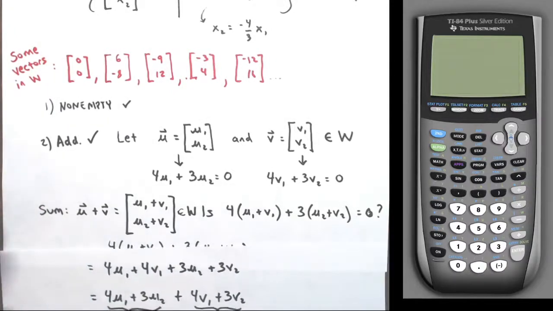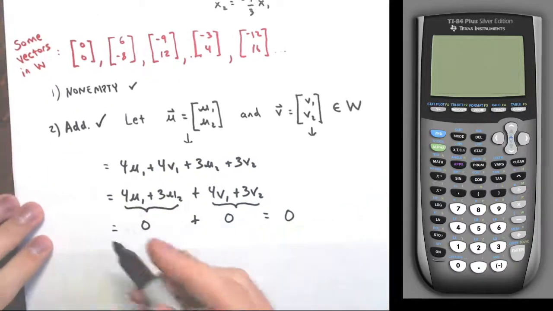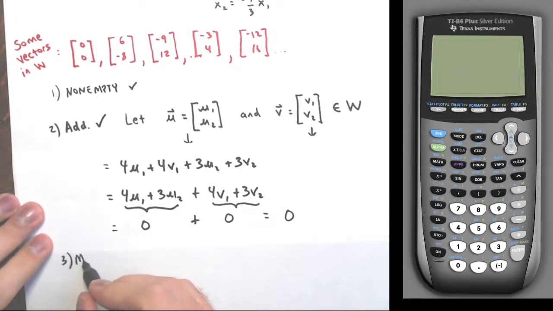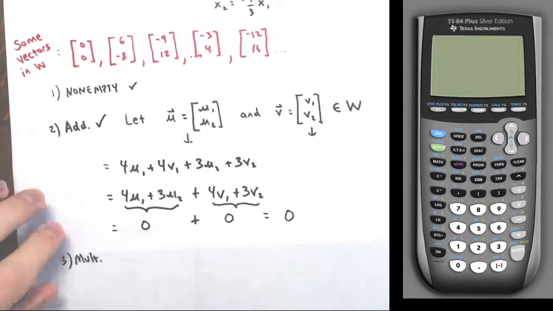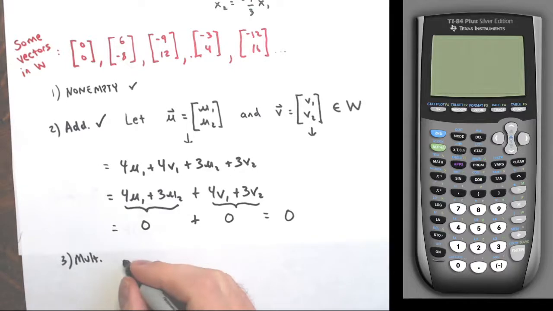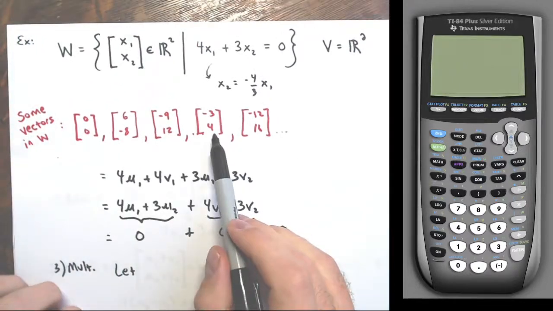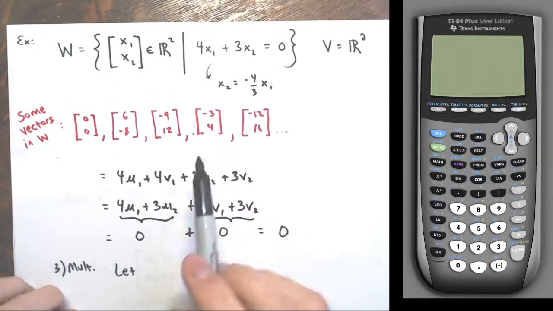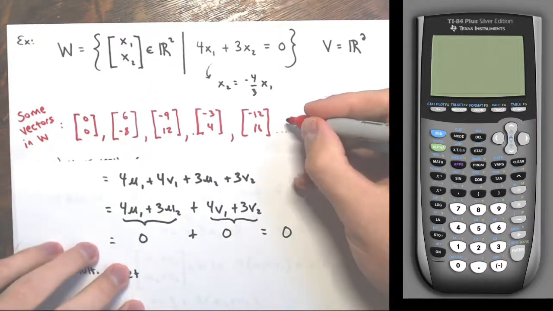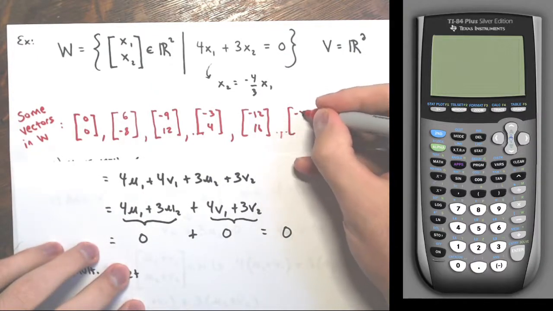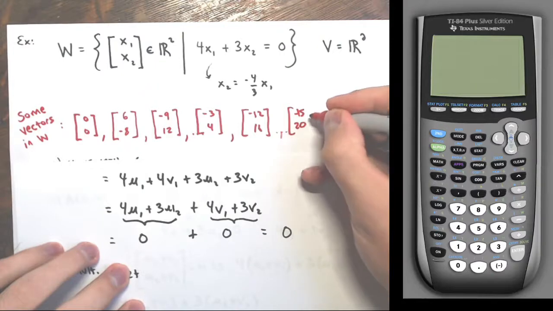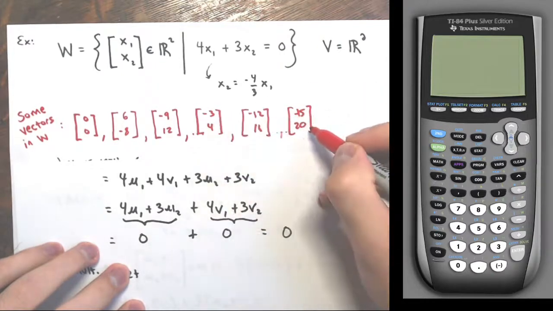So now I must check if it's closed under scalar multiplication. Again, I'm just going to put mult here, but just know it's by a scalar. You can start off with some examples if you wish. If I take this vector here, negative 3, 4, and multiply that by 5, then I'd get negative 15, 20. Would this be in W?